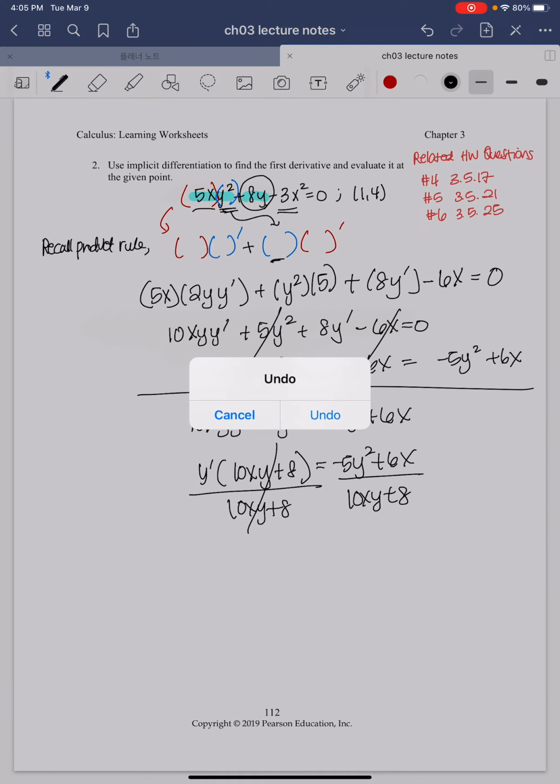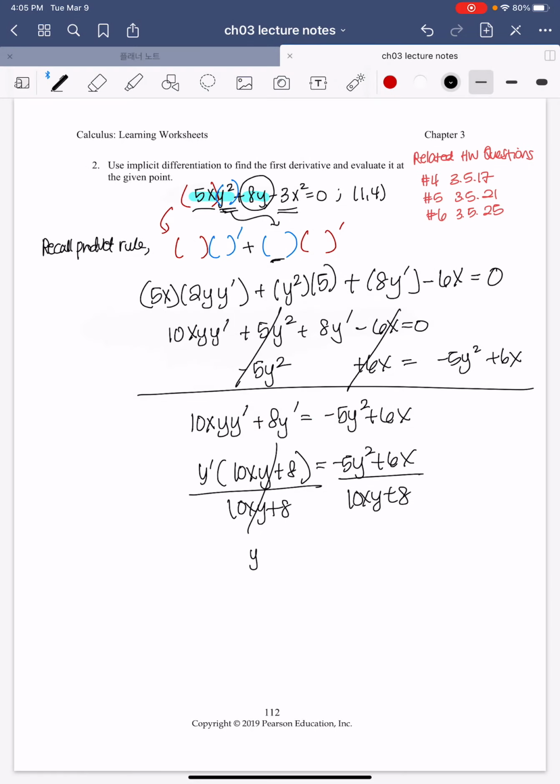So I have y prime equal to negative 5y squared plus 6x over 10xy plus 8. So that will be my first derivative. But we want to evaluate this at the given point. So that means I'm going to take one more step and plug it in. So this will be my first derivative.